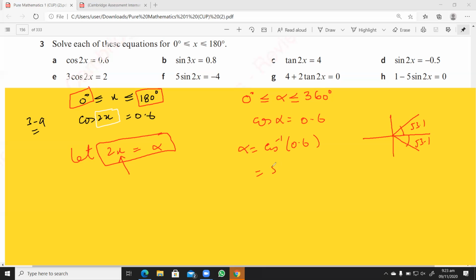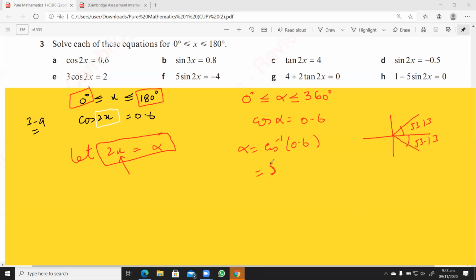If you want to secure full marks, this alpha is not your final answer. So you better write this correct to 2 decimal places, because your final answer would be the value of x. So what is this correct to 2 decimal places? 53.13. That is how you can get top in the world, inshallah.